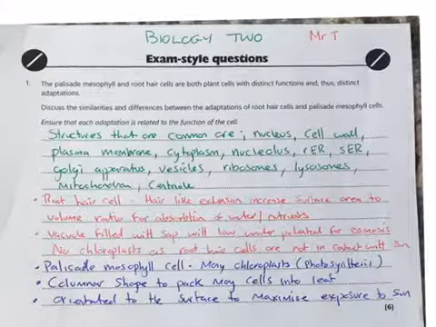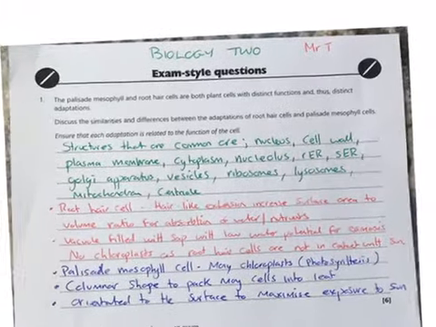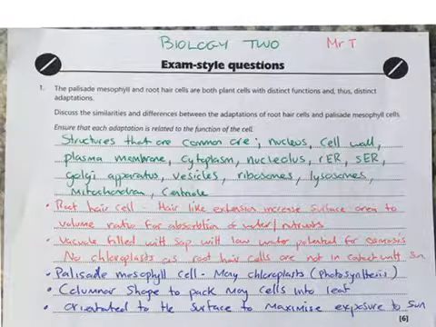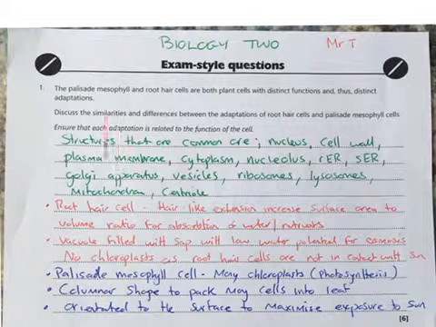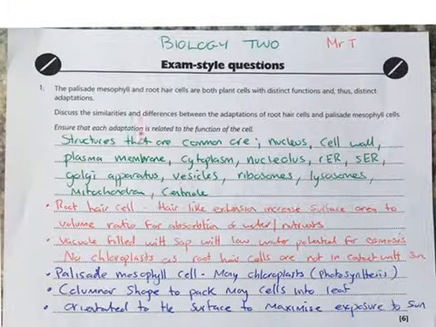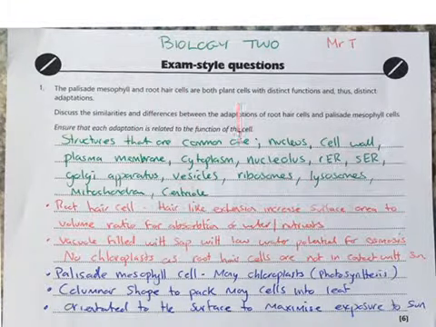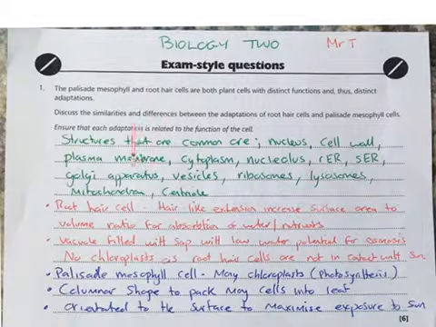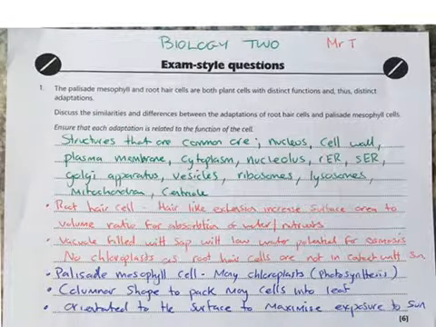So we got the exam style questions for the second biology topic, which is specialized cells. This question starts with a 6 marker, and it says the palisade mesophyll and root hair cells are both plant cells, which they are. But they've got distinct functions and adaptations. Discuss similarities and differences.